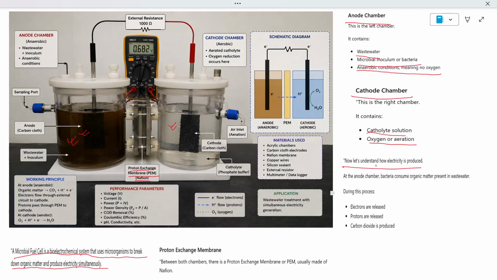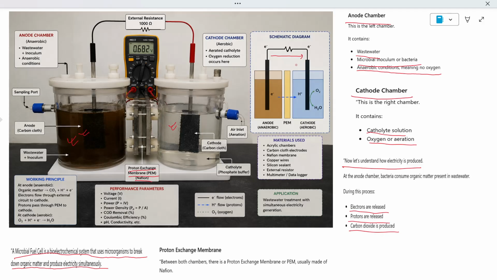At the anode chamber, bacteria consume organic matter present in wastewater. During this process, electrons are released, protons are released, and carbon dioxide is produced. The electrons can't actually cross the PEM membrane, so they travel through the external wire and resistor. This movement of electrons creates electric current.